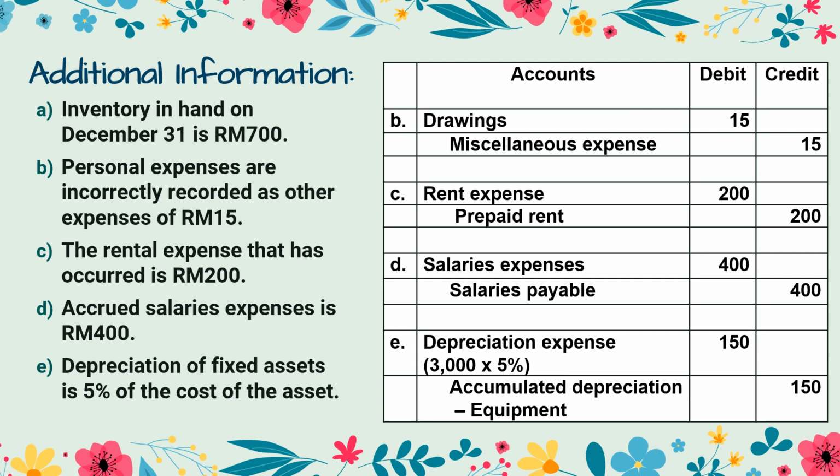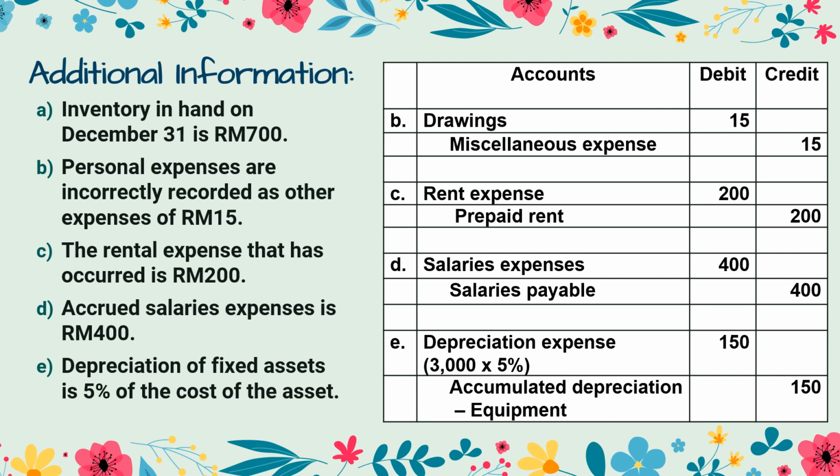For C, the rental expense that has occurred is RM200. So, the adjusting entries: debit rent expenses 200 and credit prepaid rent 200. D, accrued salaries expenses is RM400. So, the adjusting entries: debit salaries expenses 400 and credit salaries payable 400.